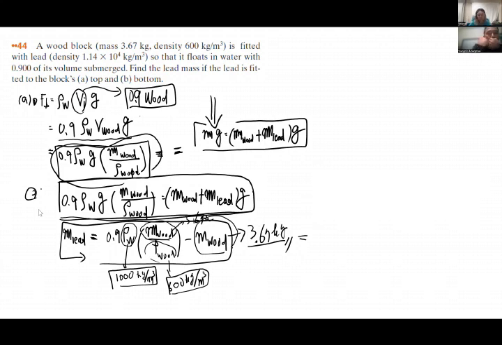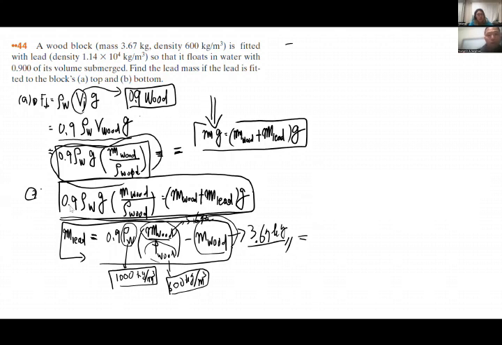I got 1.84 kilograms. Okay, that's good. Yep, that's correct. And for number B, we have to find the lead mass if the lead is fitted to the block's bottom. So you have to add an additional term due to the lead, because the lead is fitted to the bottom of the block. You should have an additional term for the water that is replaced by the lead block.